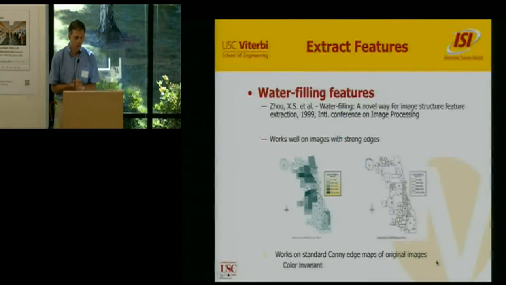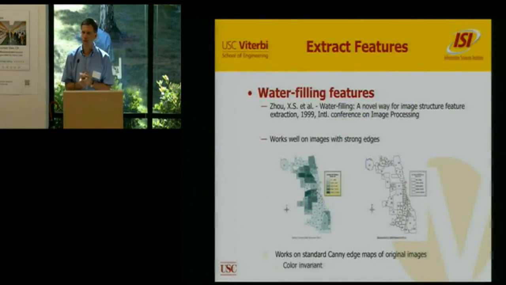We played around with a number of different features, but the ones that worked best were a set of things called water filling features. This is really a way of looking at a certain kind of structure in the image. If you look from a distance, most of us can tell whether an image is a map or not, and that's typically because maps have very strong line features, so they have very strong edges.